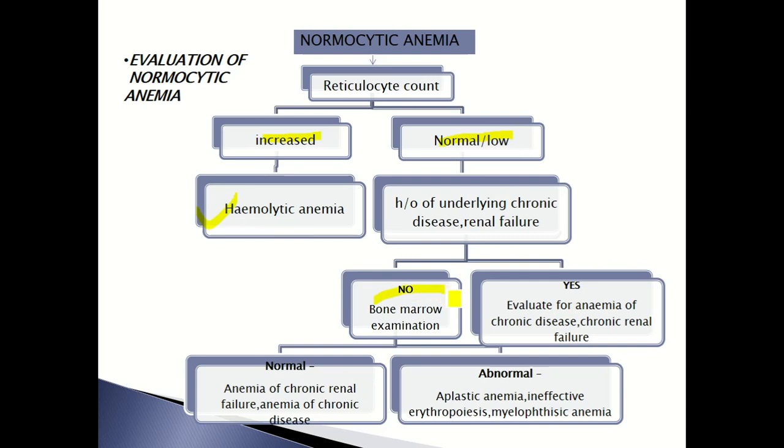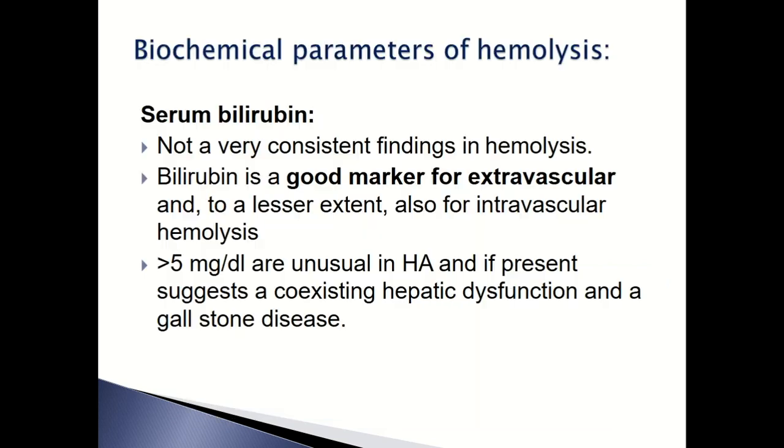But if no underlying disease is there, go for bone marrow examination. If you find it normal, again it is termed anemia of chronic disease. And if there are some abnormal findings, like myelofibrosis or aplastic anemia, then you can think about these kinds of anemias. So whenever you see normocytic normochromic anemia, rule out hemolytic anemia on the basis of retic count. If it is normal, go for chronic disorders. If there is no history of any chronic disorder, go for bone marrow evaluation. This is how we can evaluate normocytic anemias.